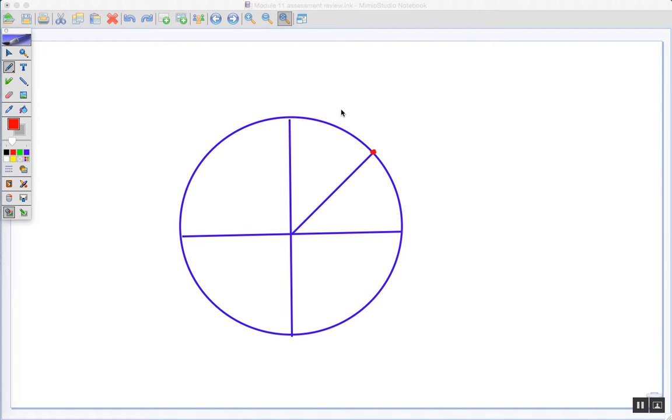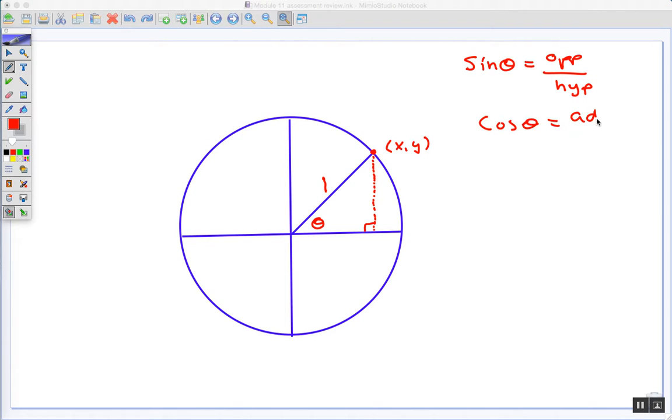Okay, so again, here's our unit circle, and we're going to call this point on the unit circle x, y. And I'm going to go ahead and create this right triangle. Again, unit circle has a radius of 1, so we know the hypotenuse is equal to 1. Here's our value of theta. So we're going to define this ordered pair using sine and cosine. Remember, sine of an angle is equal to the ratio of its opposite side to the hypotenuse, and cosine of an angle is equal to the ratio of its adjacent side to the hypotenuse.